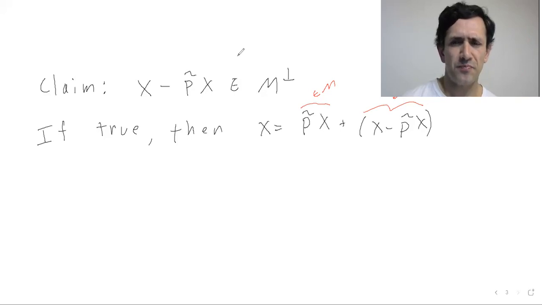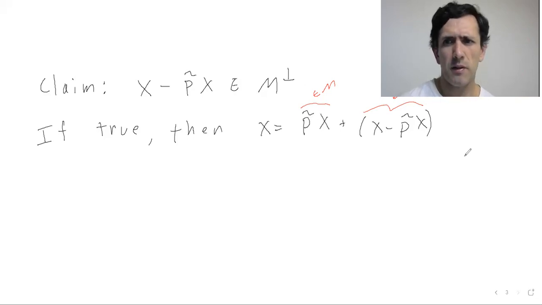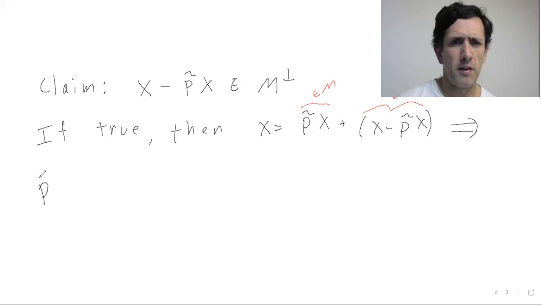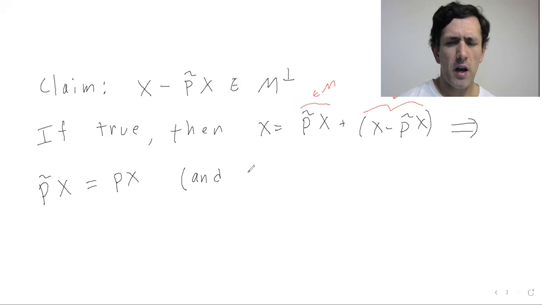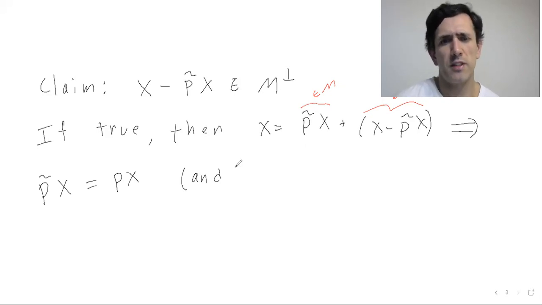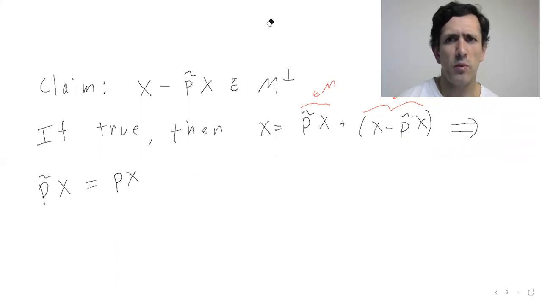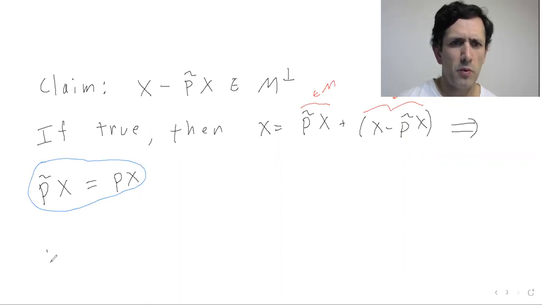The only way to do that is if P tilde x equals Px, and x minus P tilde x has to be Qx, which is just x minus Px. So we don't really care about that. This is basically it. That's exactly what we wanted to prove. So let's prove the claim.